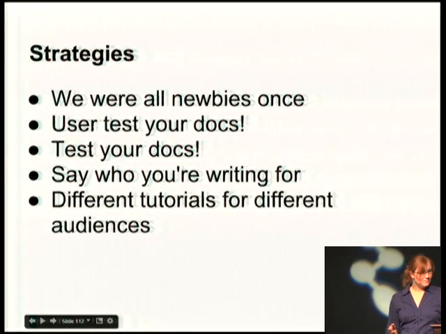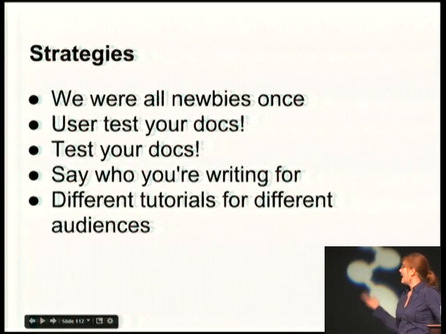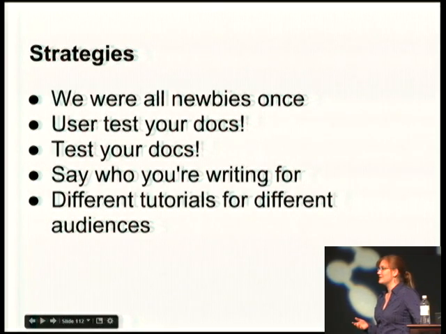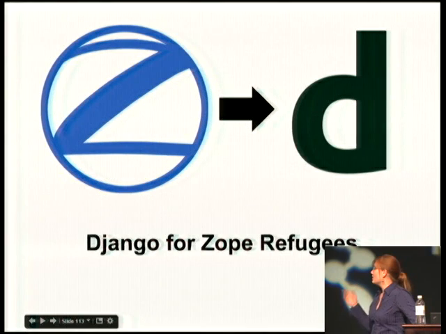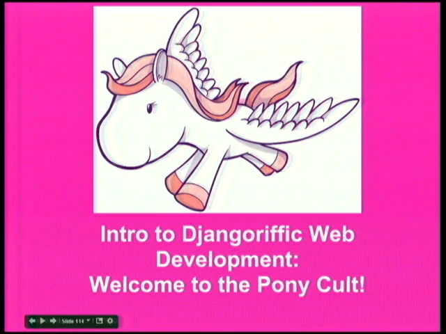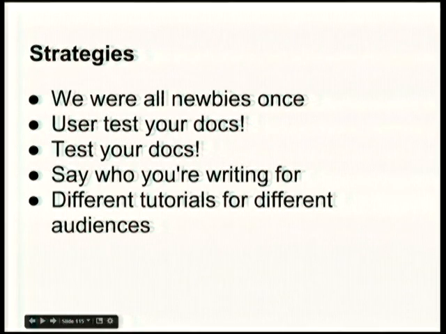And almost finally, having different tutorials for different audiences is definitely key. A tutorial that is Django for Zope refugees is going to look very different than that. Welcome to the pony cult. And so these should be different documents in your documentation base.